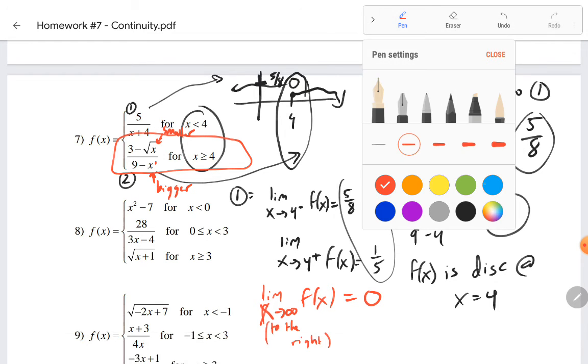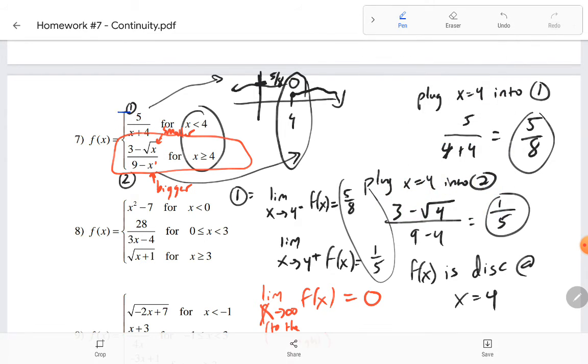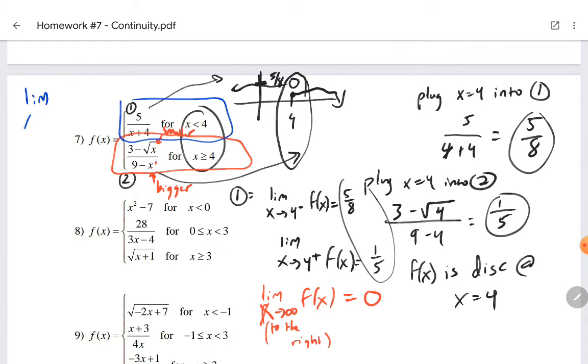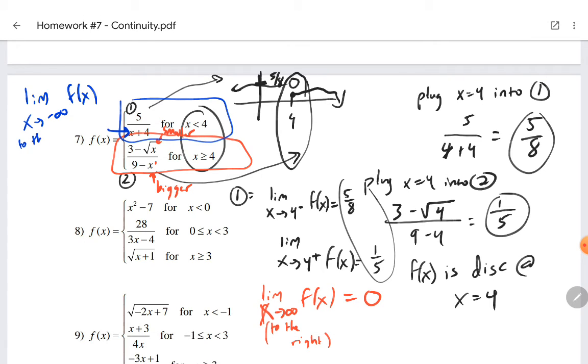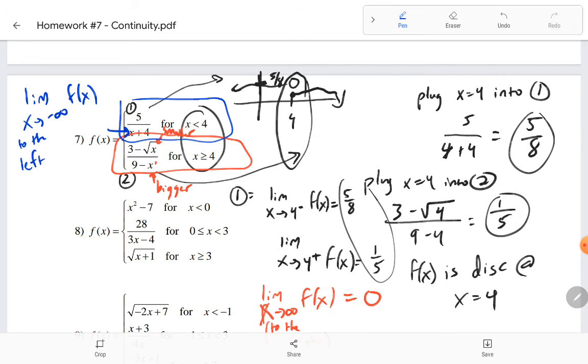If we go to the left, I'll do this one in blue, the limit as x goes to negative infinity of f of x. That means I'm going to plug in a really, really big negative number for this one because this is the one that goes to the left. Okay, so in this case, it's much bigger on the bottom because 5 just stays 5. So this one actually, oh, look at that. They actually both go to 0. So that was a little anticlimactic, but yeah.